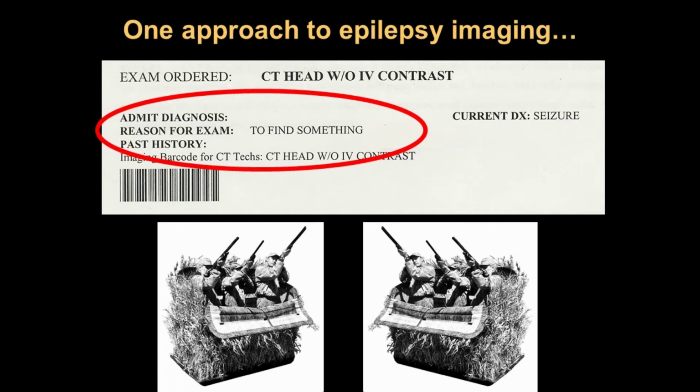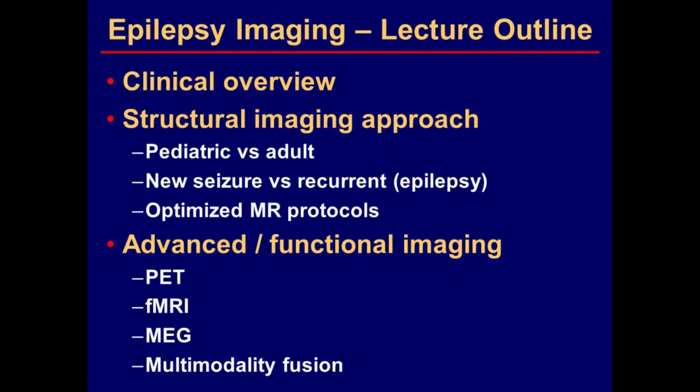So what we'd like to do is step back and look at what causes epilepsy and use that information to inform our protocol choices. Our outline here will be to look at a clinical overview of seizures and look at a structural imaging approach. And we'll divide it into pediatric versus adult cases, patients with new seizure today versus chronic recurrent seizures, which is the disease of epilepsy. We'll particularly look at MR protocols, although we can translate some of these thoughts into CT as well.